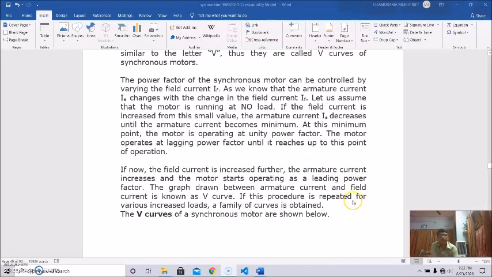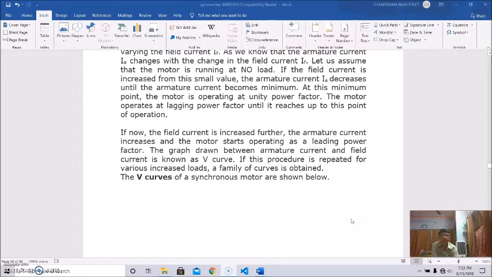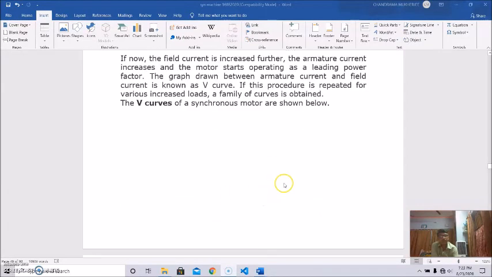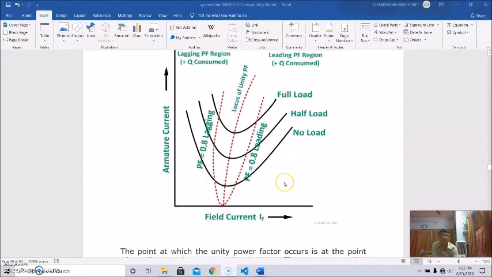If now the field current is increased further, the armature current increases, and the motor starts operating at a leading power factor. The graph drawn between armature current and field current is known as the V curve. If this procedure is repeated for various increased loads, a family of curves is obtained, and the V curves of a synchronous motor look like this.